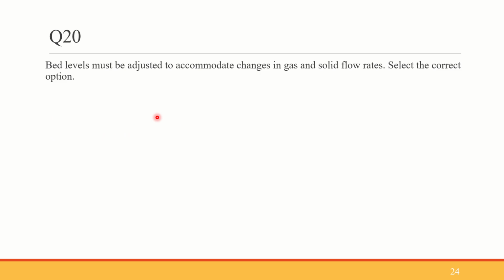In 20, bed levels must be adjusted to accommodate changes in gas and solid flow rates. Select the correct option. Option A true, option B false. Option A is the right answer, that is, the statement is true. How? Bed levels must be adjusted to accommodate changes in gas and solid flow rates.